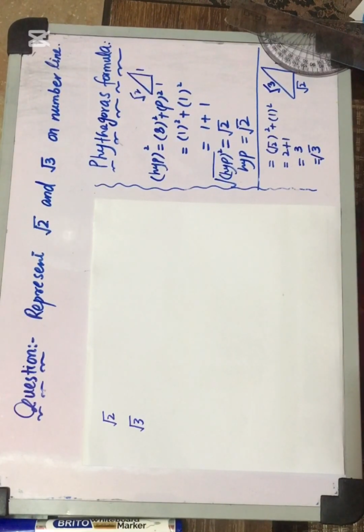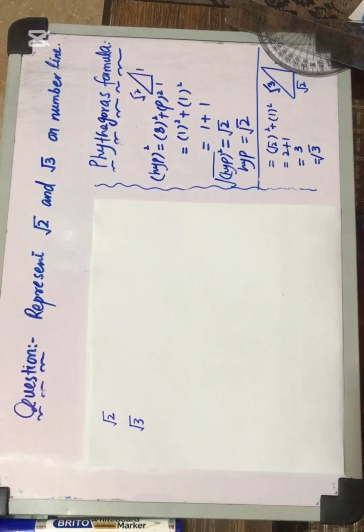Today I will teach you how to represent the square root 2 and square root 3 on a number line. These are the square roots of prime numbers, and you can represent all the square roots of prime numbers on a number line by using this procedure. Okay, without wasting any time, let's get started.